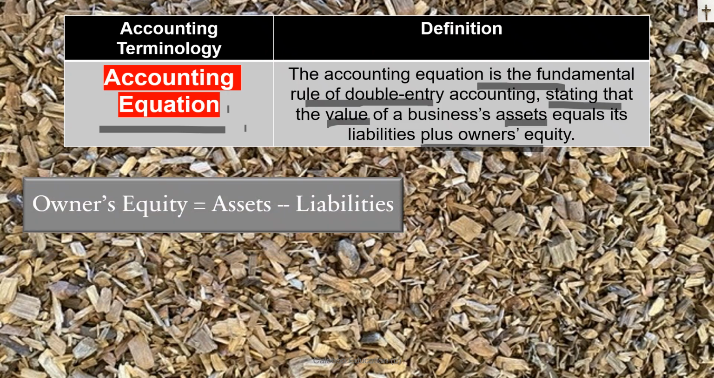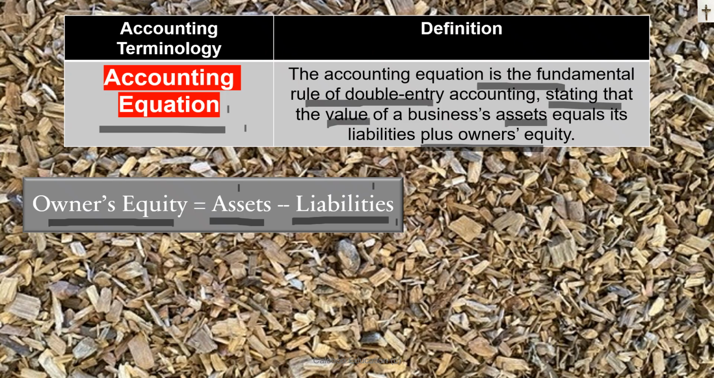Now, how is that accounting equation derived? I'll start with, what is an owner worth? Owner's equity is equal to the value of the assets of the business less the total liabilities, the value of the liabilities. So what the owner or the business owns less what the business owes. So owner's equity is equal to assets minus liabilities.